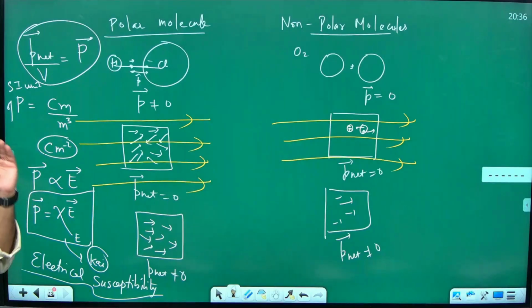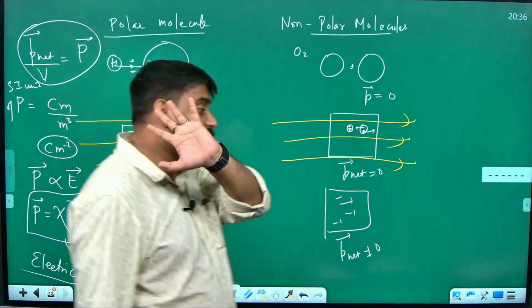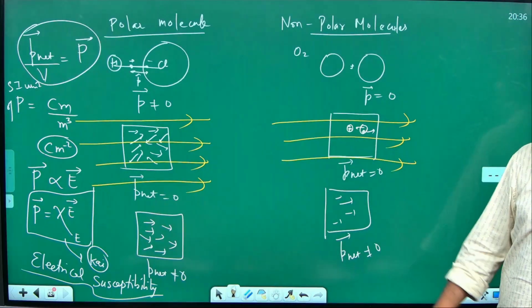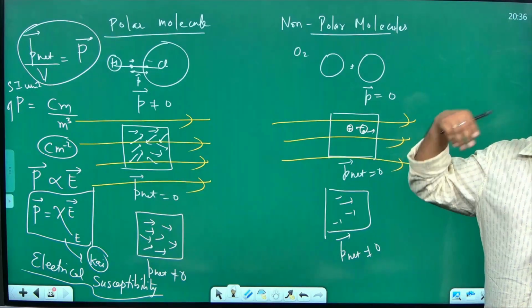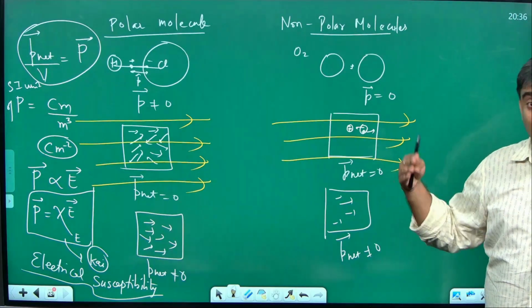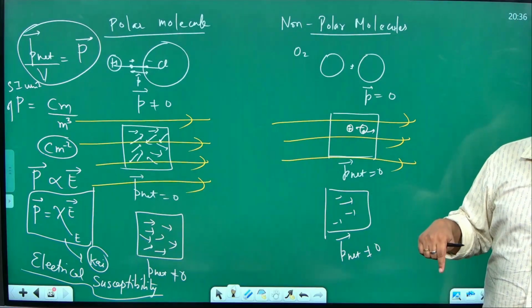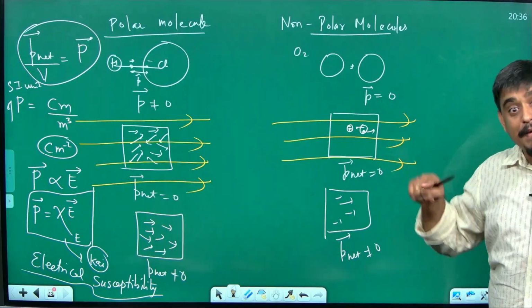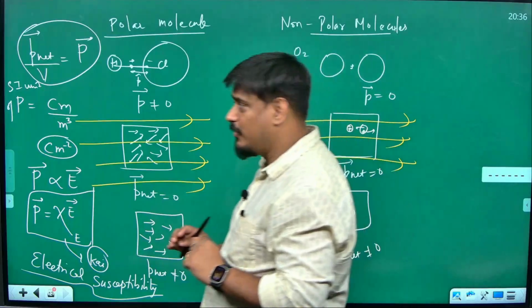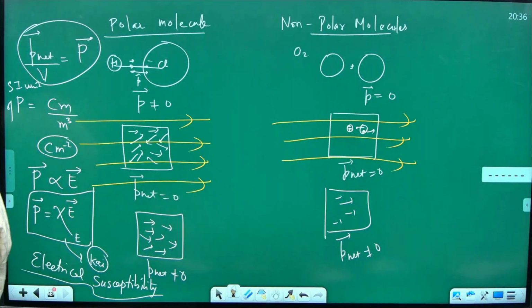The same thing will repeat in the 5th chapter, where you will have magnetization, and I will say magnetization is magnetic moment per unit volume, and magnetization is proportional to magnetic field, and magnetization is equal to chi times B, where chi is magnetic susceptibility. So if you are understanding today's class, you are understanding 10% of chapter 5 also.